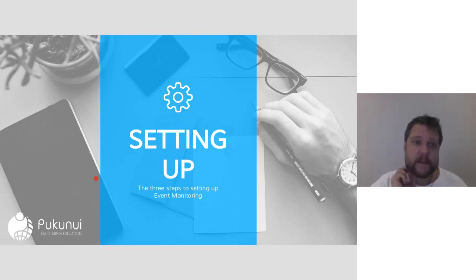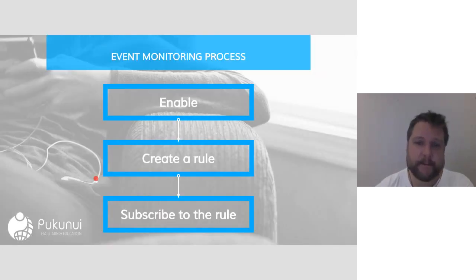Okay, so there's three parts to setting up event monitoring on your site. First of all, you need to enable it. That's in the admin settings. I'll point you towards that in a second. Then you need to create at least one rule. And then you or your teachers need to subscribe to the rules to get the notifications.